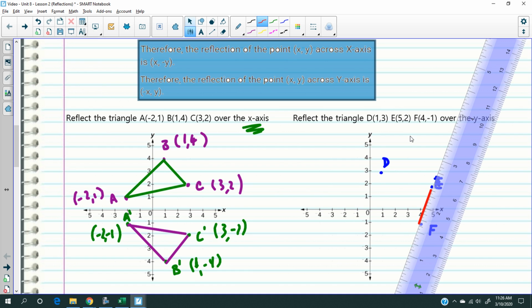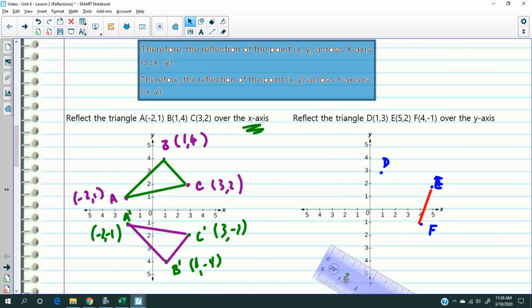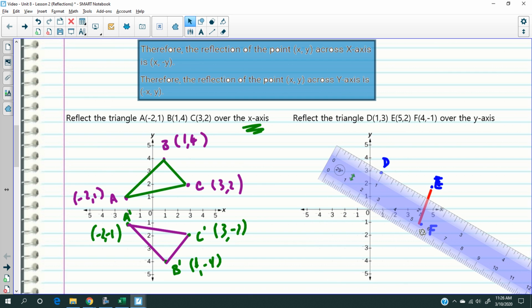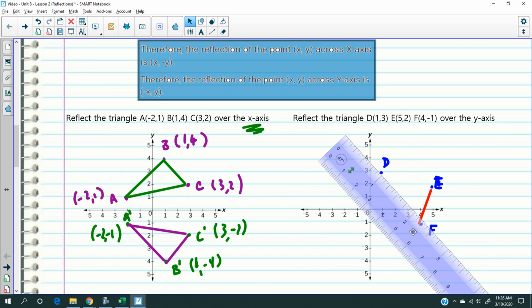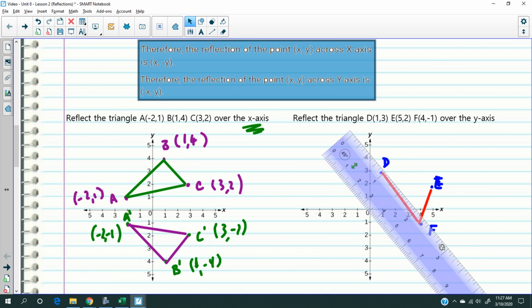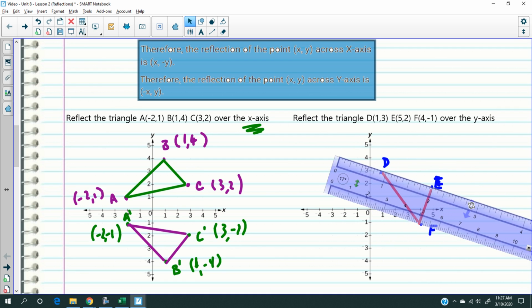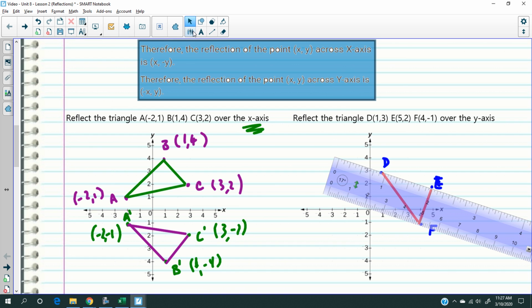And then, let's see, let's connect these points. Okay. And then the last side, for side DE, what's going on here? There we go. All right. So these are the three.